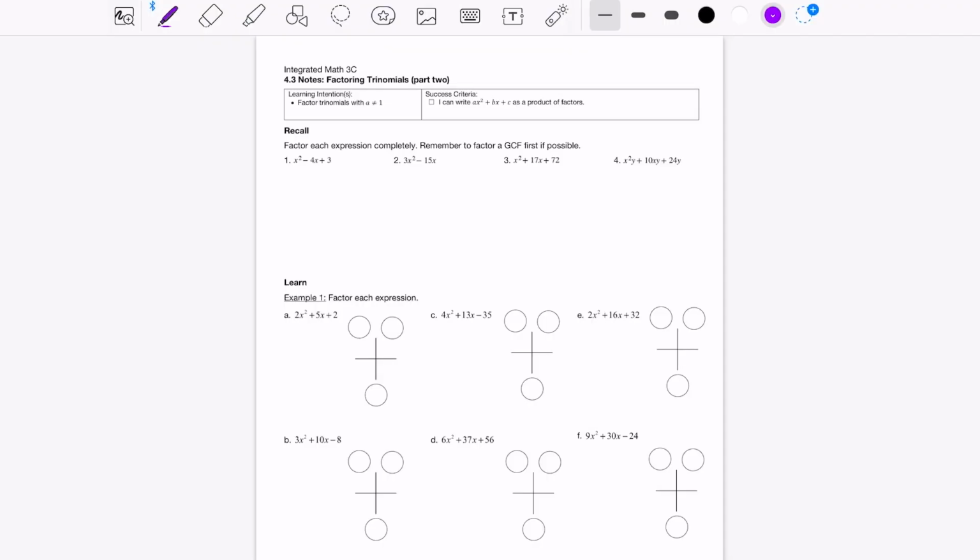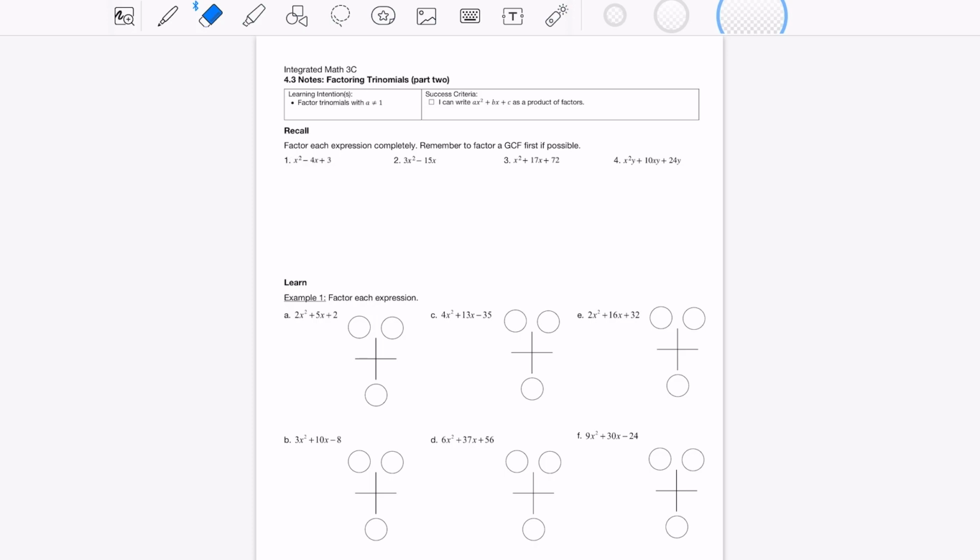Alrighty, today for 4.3 we are factoring trinomials. This is part 2. We are going to be factoring when the leading coefficient, or the number in front of x squared, is not equal to 1. So let's just recall some of the other factoring that we've already done.